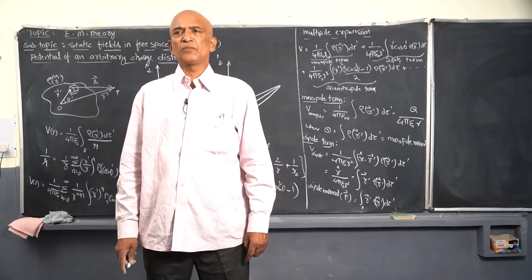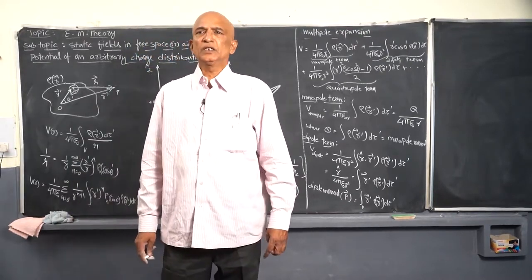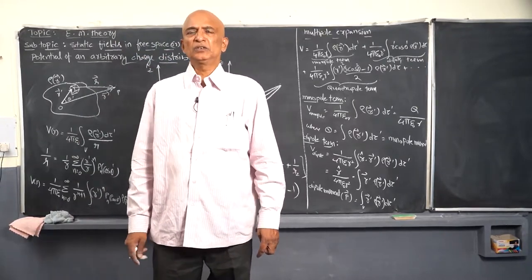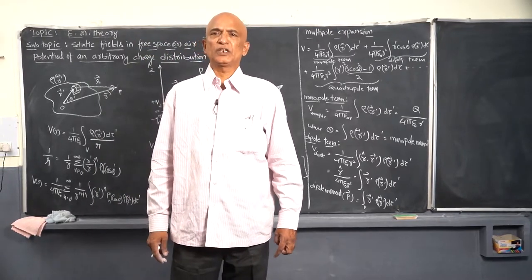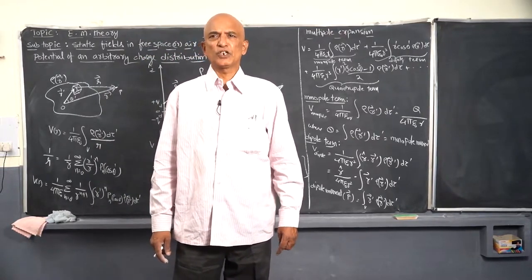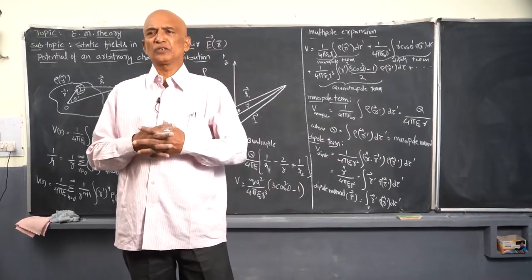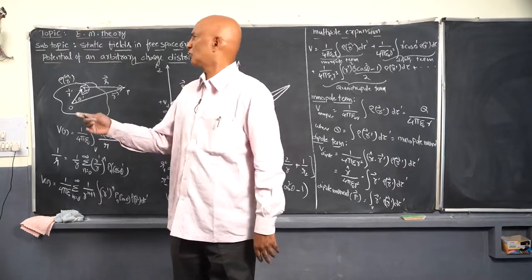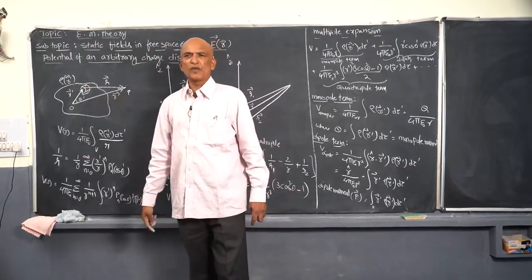Here I am discussing one of the important topics, that is the multipole expansion. Here we are discussing the approximate potential of a charge distribution at large distances. Let us take some arbitrary charge distribution. Here in the figure I have shown a volume charge distribution having a charge density rho of r prime.